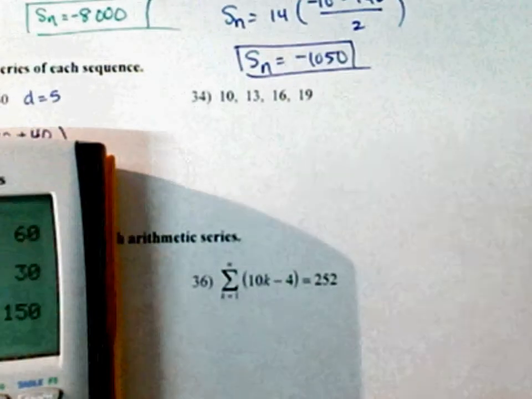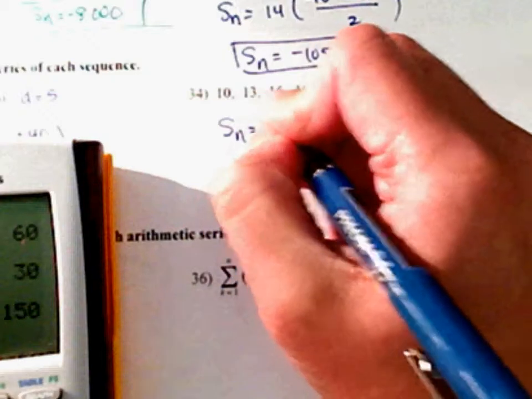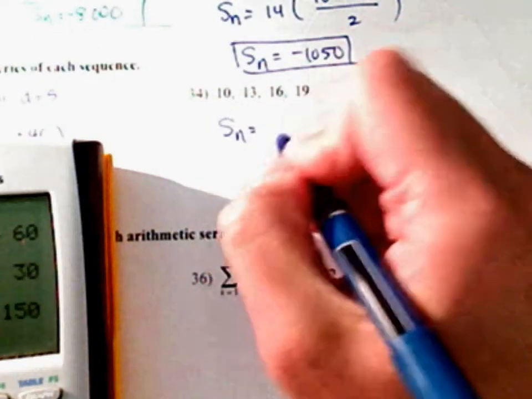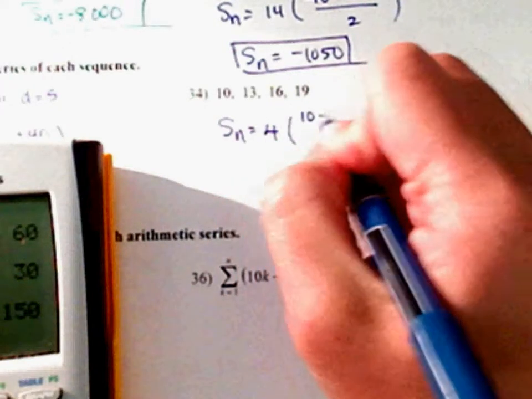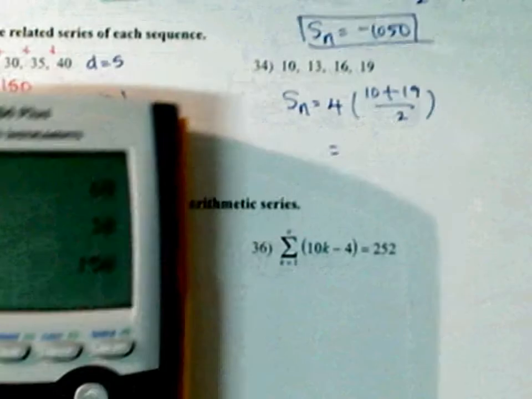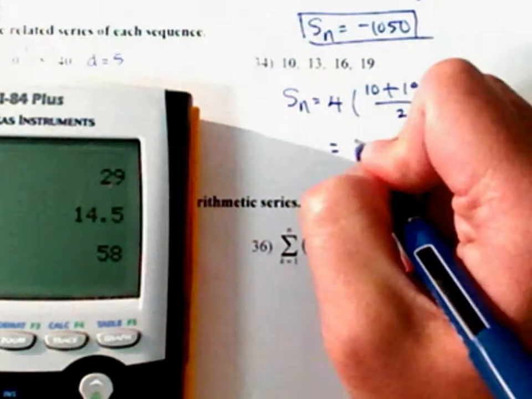34. Let's just use the formula for this one. Okay. 1, 2, 3, 4. N is 4. First term is 10, last term is 19, all of that divided by 2. All right? So 10 plus 19, equal, divided by 2, equal, times 4, comes out to be 58.